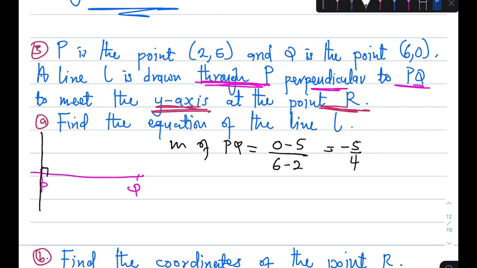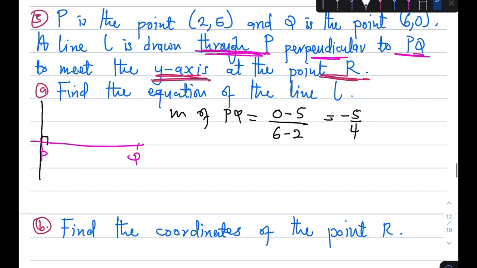No, actually it is 4. So if this is the gradient, then we can find the gradient of the perpendicular line, and that gradient will be -1 over -5 over 4. This is definitely going to be 4 over 5. We have found it. Now we can find the equation of the line.